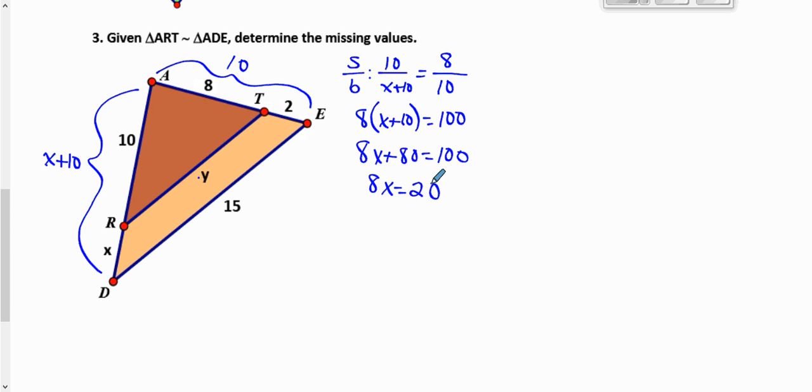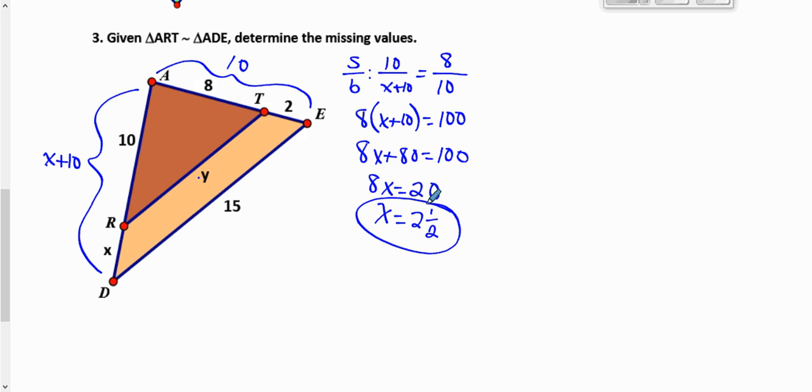I see a lot of people trying to divide at this point here. You don't, no. You get it cleaned up first, see, right? So remember order of operation PEMDAS? When you're solving an equation, it's reverse order of operation. So x equals 2.5.